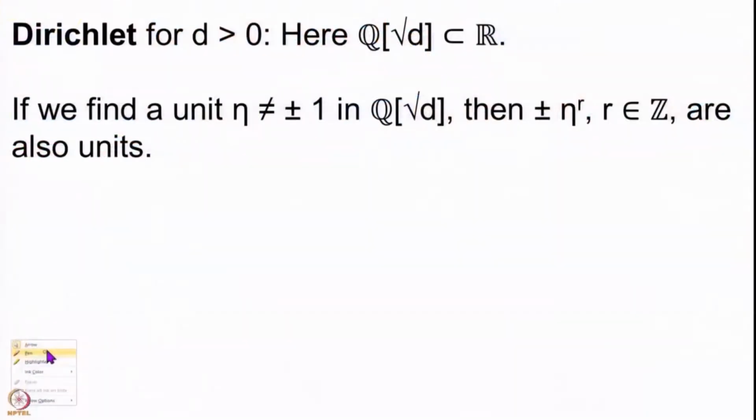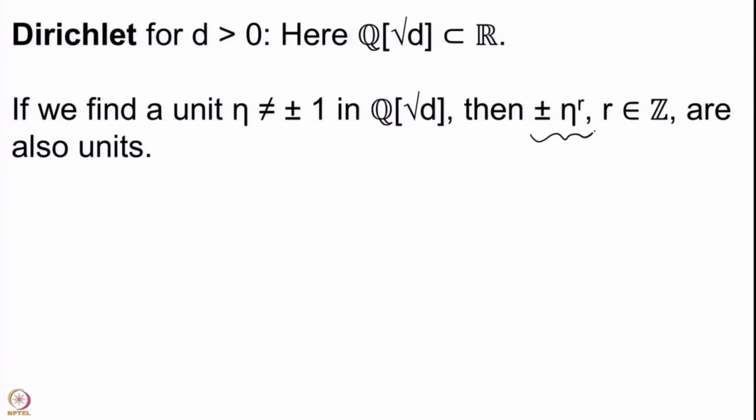You will get that eta power, the difference of a and b is 1. That is a contradiction, because eta is not equal to plus minus 1 and the only elements of finite order in Q root D are plus and minus 1. So, eta cannot be of finite order. So, all these eta power r are distinct elements. Their negatives will also be units, they will also be infinitely many. So, in fact, the plus minus eta power r are all going to be units.